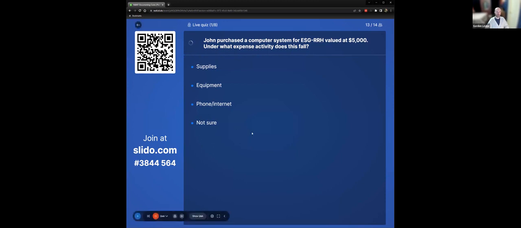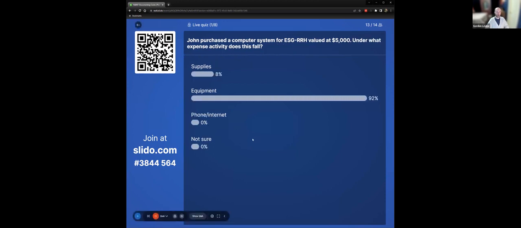Let's have a look at what folks said. Overwhelmingly, folks said this was equipment. Let's have a look at what the answer was. It was, of course, equipment. $5,000 is the threshold at which something becomes definitely equipment, unless you have a policy that says it's lower than $5,000, which, Mike Thomas, is what kind of a policy? That is a bad policy.